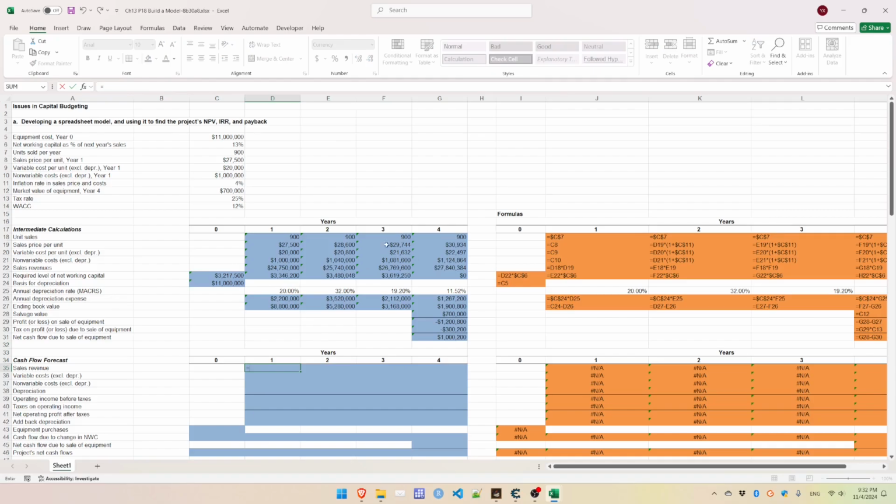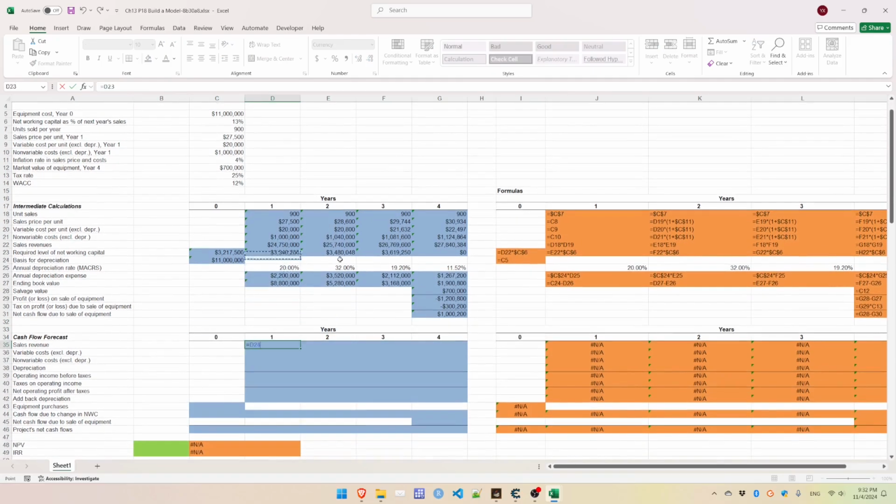All right, then it's the cash flow forecast. We're going to say the sales revenue is going to be the sales revenue. The variable cost is going to be the units multiplied with the variable cost per unit. The non-variable cost is just going to be the non-variable cost. The depreciation is going to be the depreciation, right? So everything is pretty straightforward.